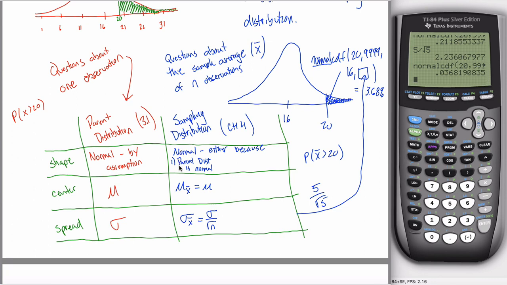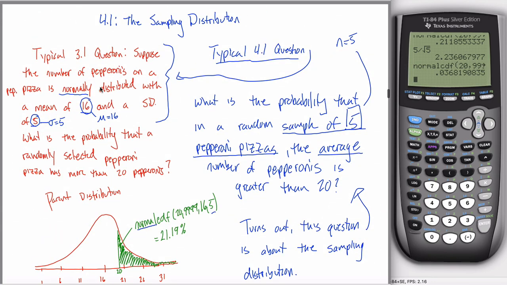The first one will be, well, because you told me the parent distribution was normal. And I know that anytime the parent distribution is normal, the sampling distribution is automatically normal. That's true. But sometimes I won't. What if this problem said the number of pepperonis on a pizza is right skewed with a mean of 16 and a standard deviation of 5? You might think that then you couldn't do the problem. But you could, as long as your value of n were large enough.